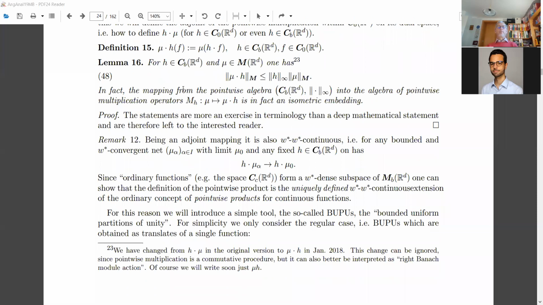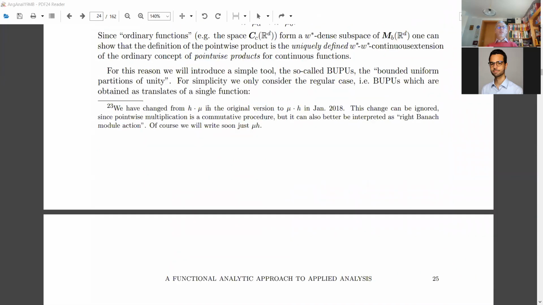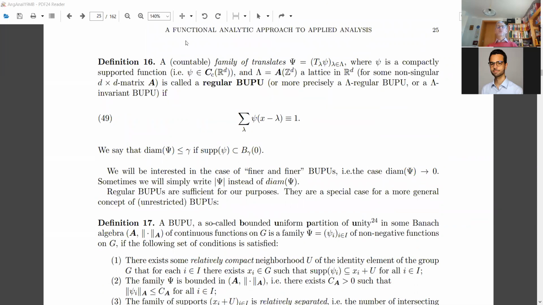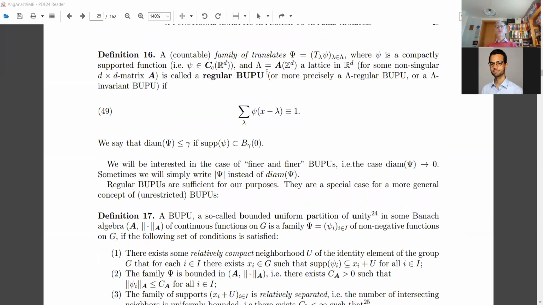Okay, the next thing I would like to introduce is a notion whose terminology, at least, I introduced many years ago, and it has become quite popular. It's an abbreviation: the word BUPU. A BUPU is a bounded uniform partition of unity.